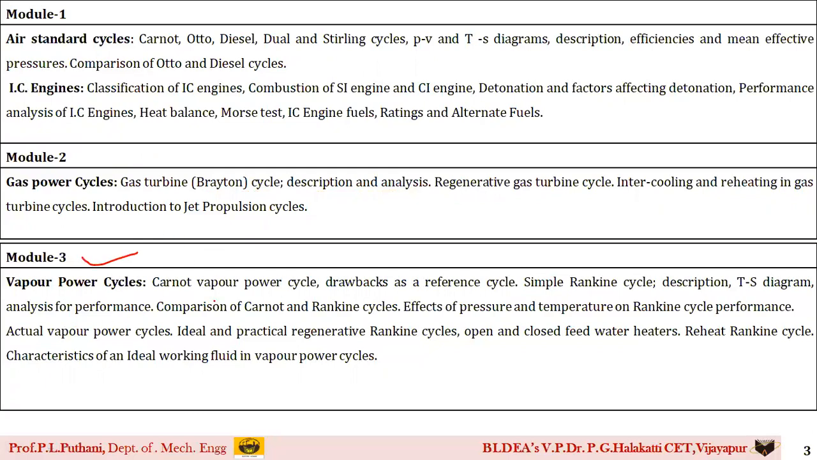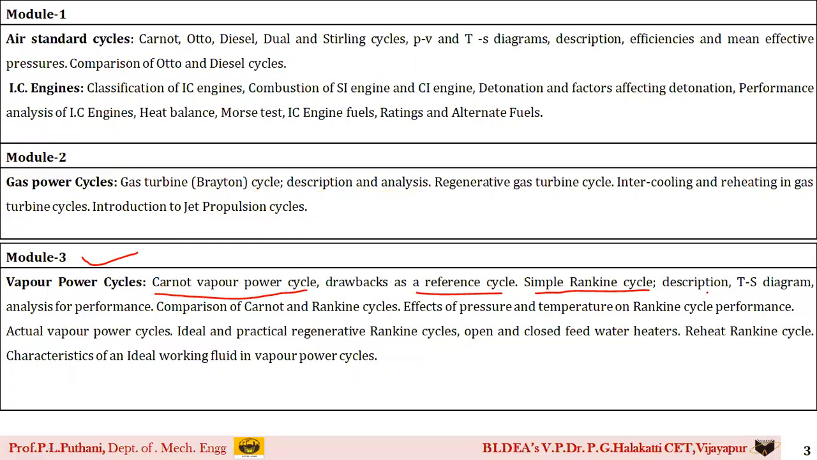In module number 3, we will be studying vapor power cycles, where steam is used as a working fluid. First we will study the Carnot vapor power cycle. What are the drawbacks of the Carnot cycle using vapor as a working fluid? Then we go for the simple Rankine cycle.